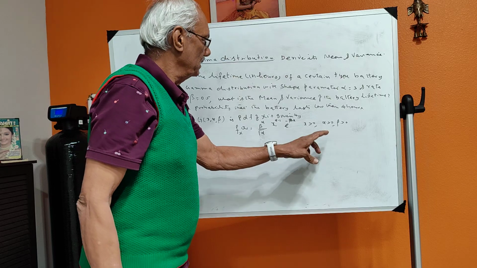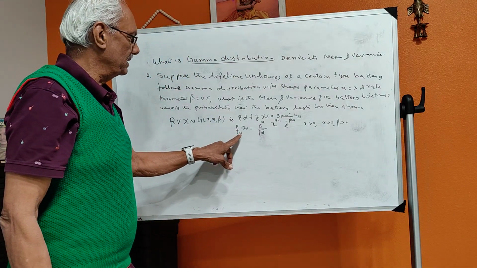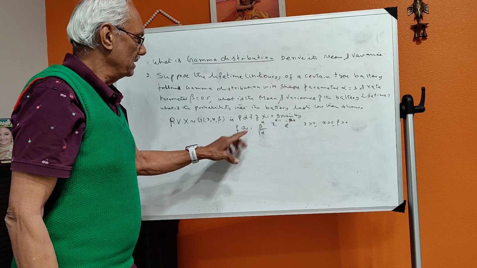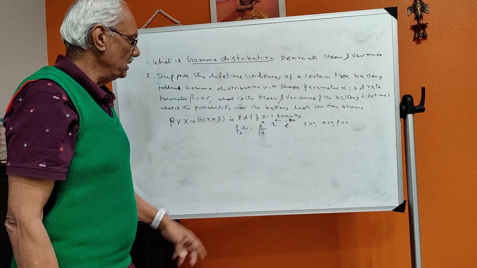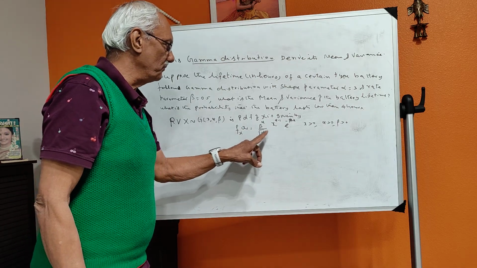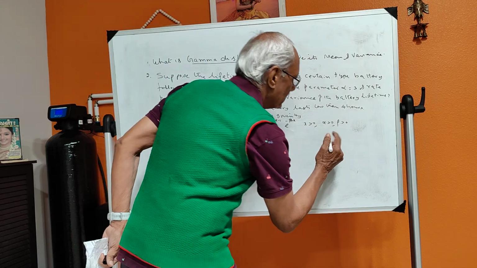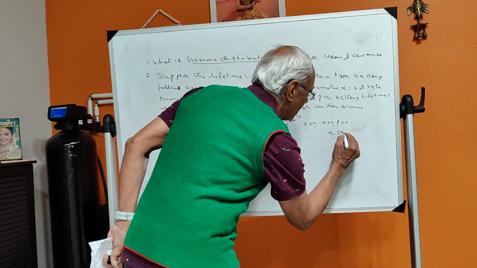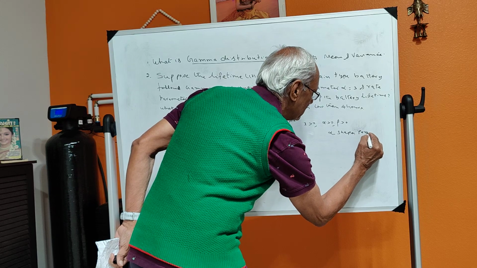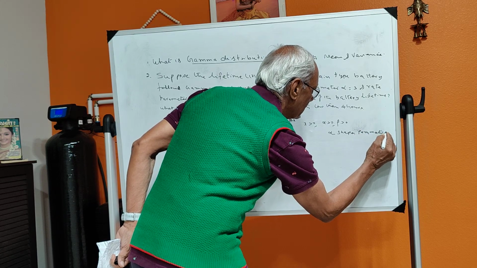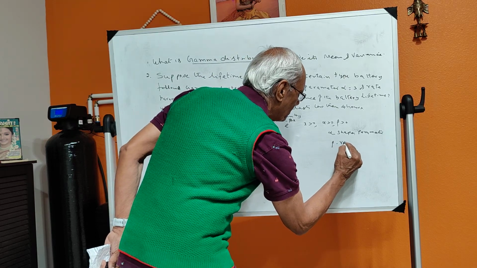This is a continuous distribution. We say that X is a random variable that follows the gamma distribution if its probability density function is given like this, and this alpha is the shape parameter, and beta is the rate parameter.